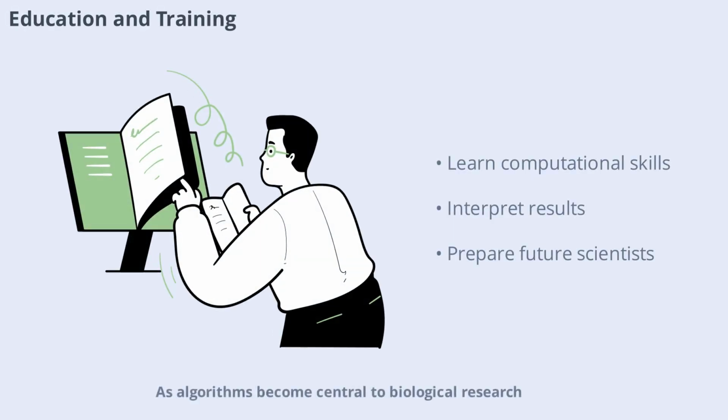As algorithms become central to biological research, education and training in computational methods are increasingly important. Biologists need to understand how algorithms work, how to use them, and how to interpret their results. Training programs and courses are helping the next generation of scientists become proficient in both biology and computation.